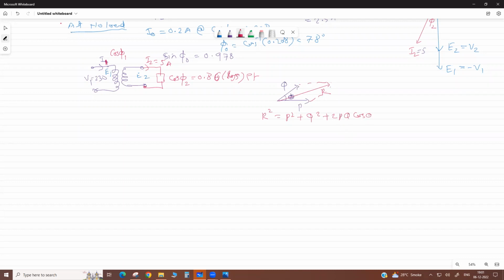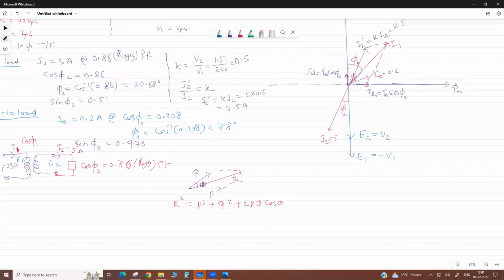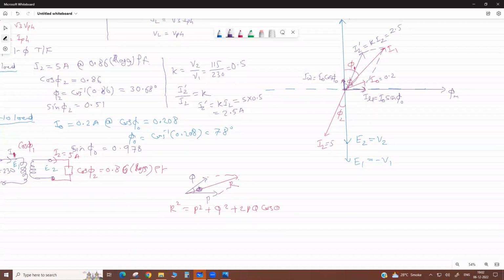But my dear, then the same way we can calculate. But here there is no angle available between I2 dash and I naught. This angle we do not have. Then this formula we cannot use. Then we need another method to calculate a vector sum.